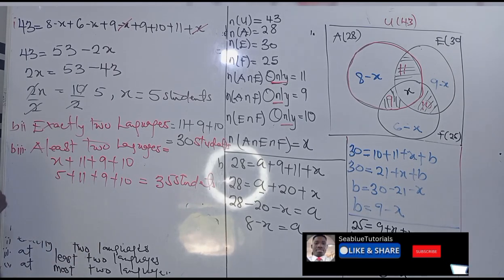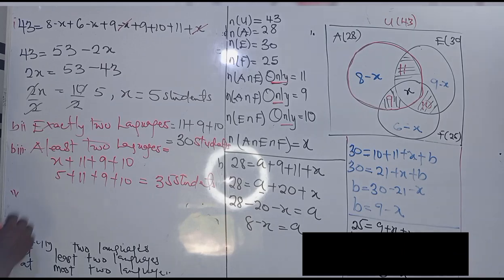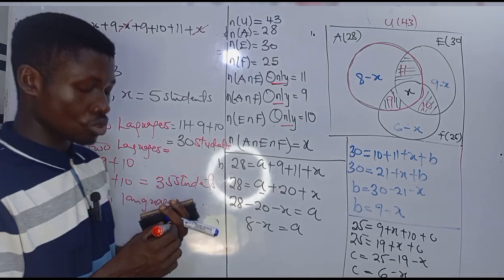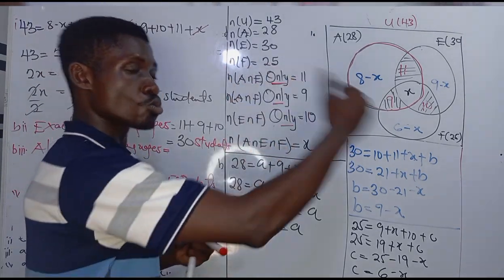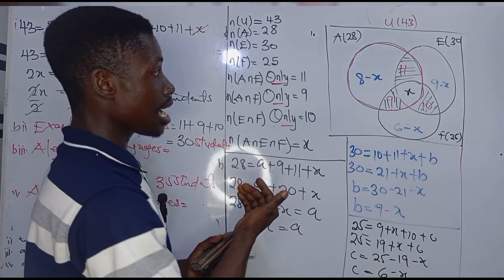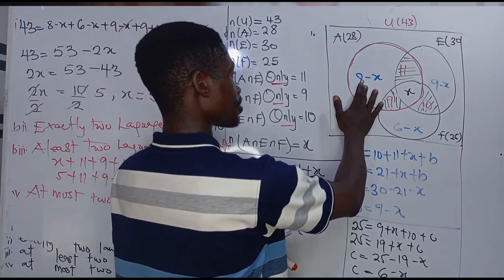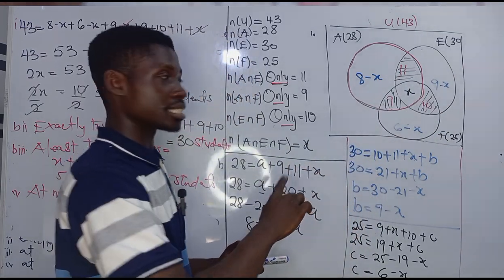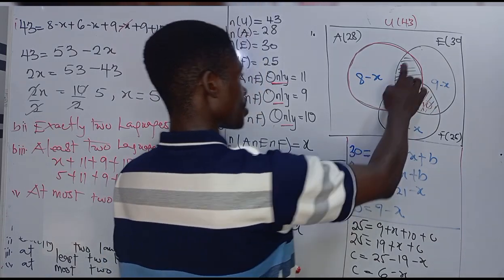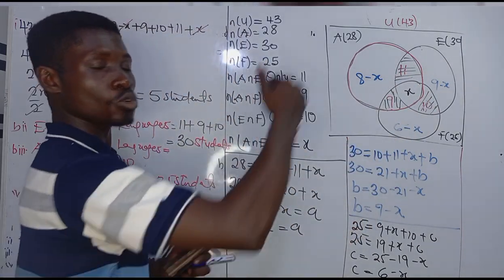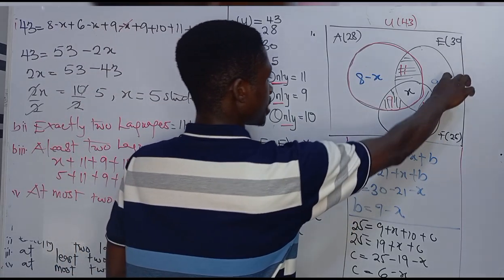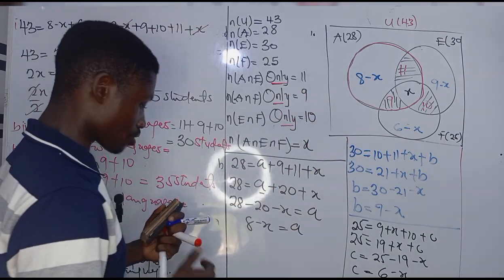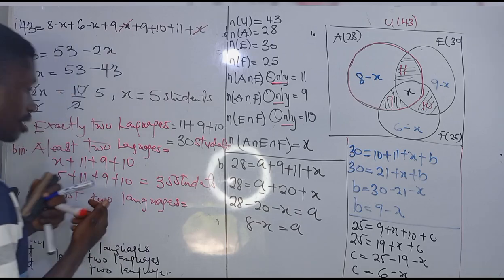Now the last question is the number of students who chose at most 2 languages. At most 2 languages means that we are going to look at 2 languages or less. So in that, we are going to look at this region and this region, because this region represents exactly 1 language, and this and this region represent exactly 2 languages. So at most 2 languages, we are going to look at this and that. The summation of all these regions that I've shown you is going to give us at most 2 languages.